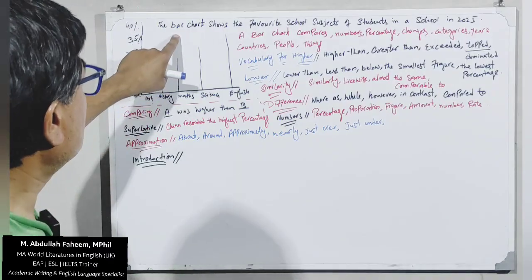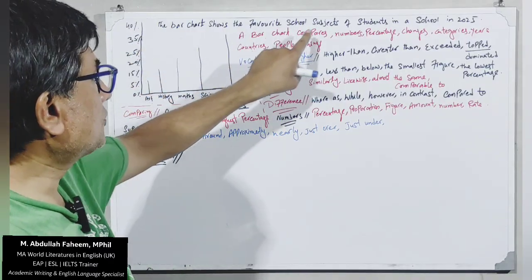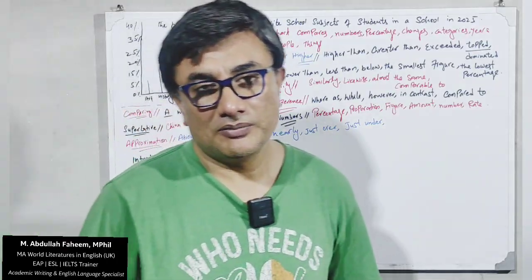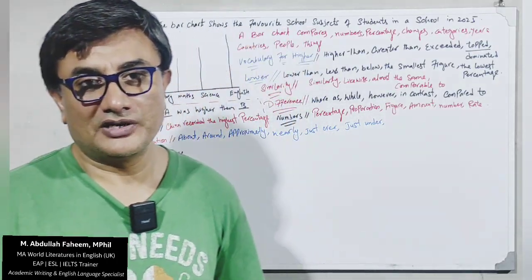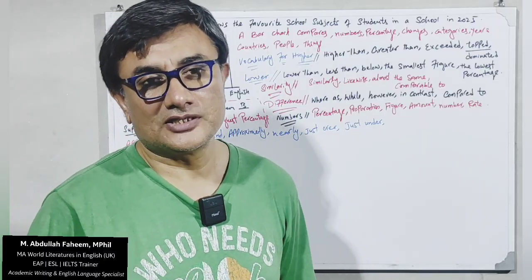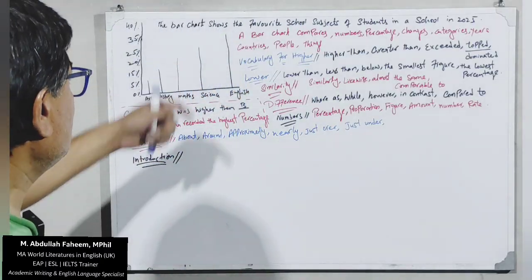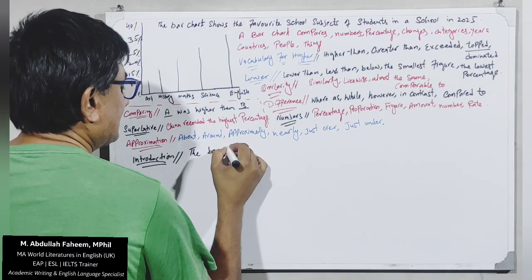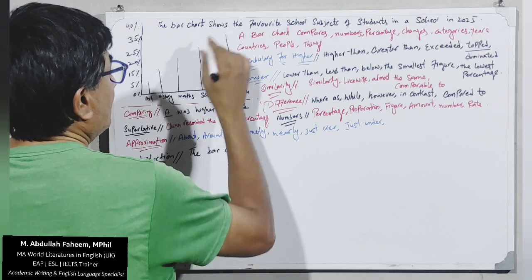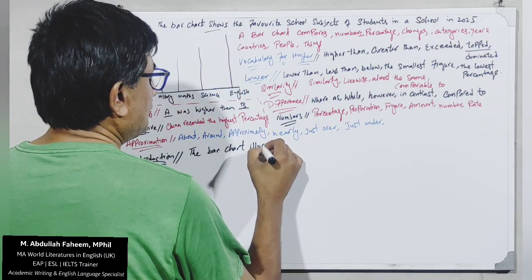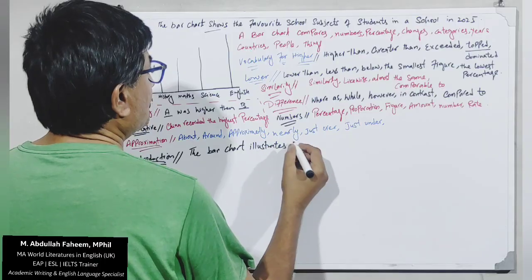So this is our question statement. The bar chart shows the favorite school subjects of students in a school in 2025. As I already mentioned in line graph that we need to paraphrase, and I also told certain points that we will try in this bar chart as well. So we'll paraphrase it. The bar chart, here they have written shows. We will use illustrate, illustrates.